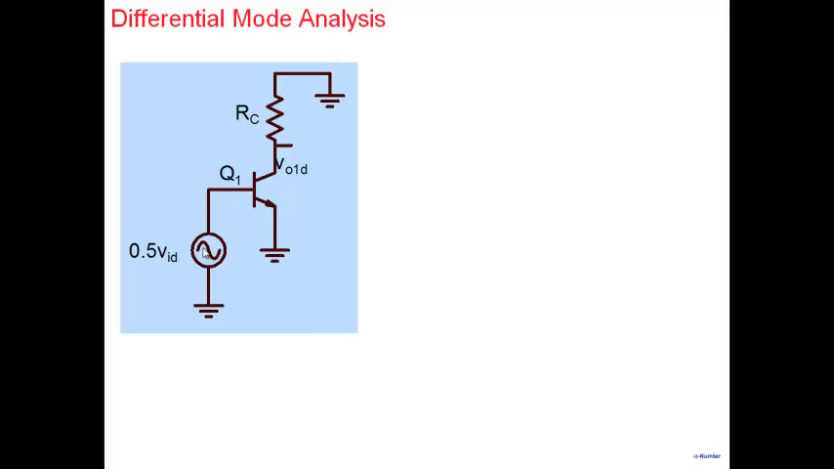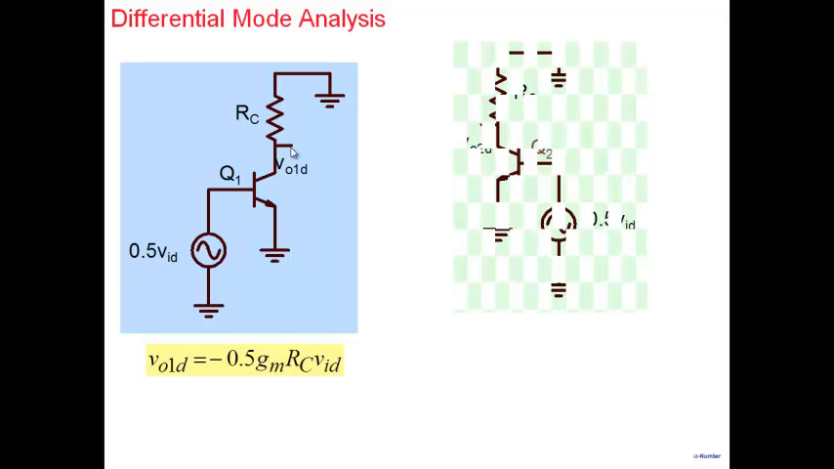Common emitter amplifier with an input which is 0.5 VID, and so the output V01D is going to be nothing but minus GM times RC. Okay, so V01D, which means the differential part of the small signal voltage here, will be equal to the input here. Input is 0.5 VID, so 0.5 VID here, multiplied by minus GM RC. So that's the gain of this particular amplifier, which is a common emitter. So thereby, we have found out what is V01D here.